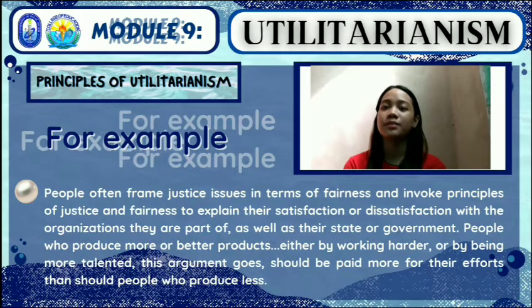People often frame justice issues in terms of fairness and invoke principles of justice and fairness to explain their satisfaction or dissatisfaction with the organizations they are part of, as well as their state or government. People who produce more or better products, either by working harder or by being more talented, this argument goes, should be paid more for their efforts than should people who produce less.